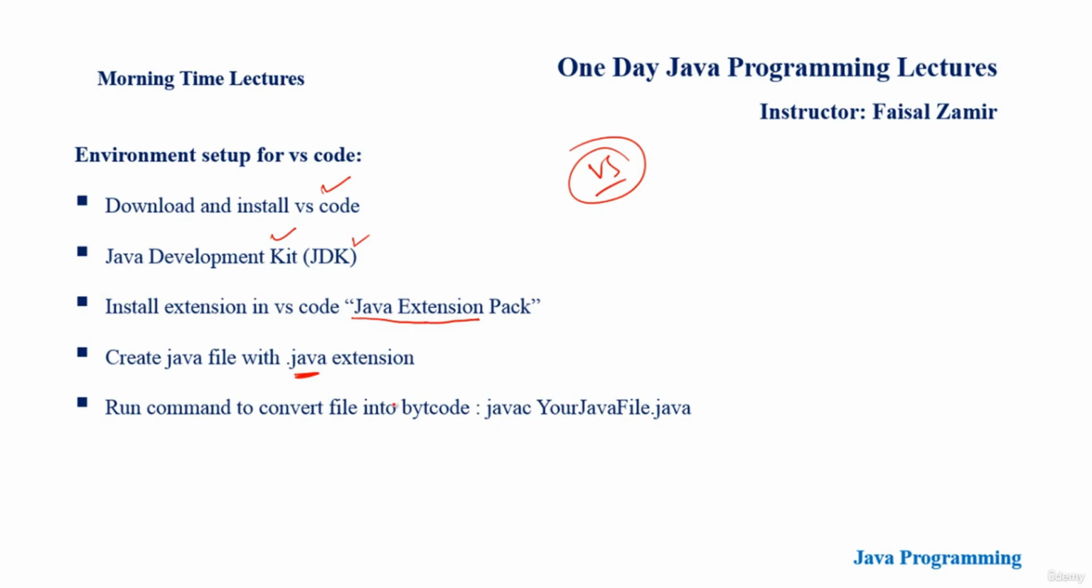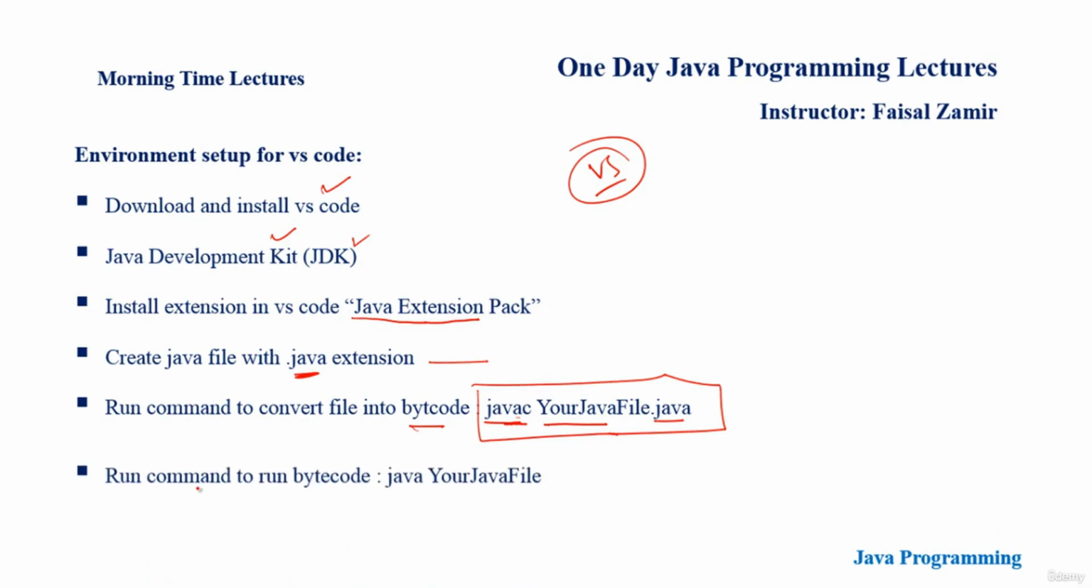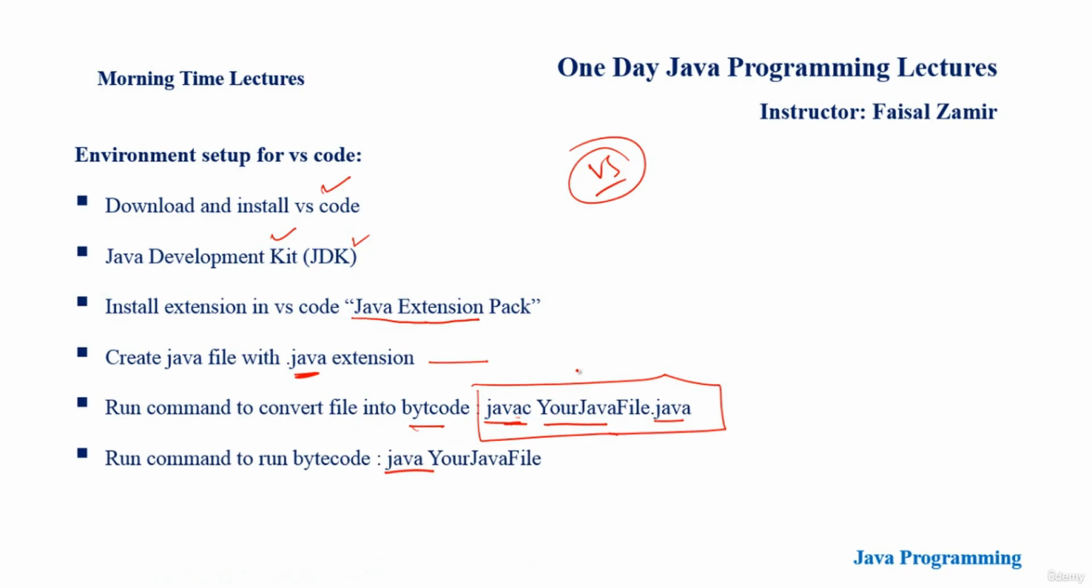After writing your hello world program, you have to run this command: javac and your file name, and then java. This will convert your code into bytecode. When you write this command, your Java program is converted into bytecode. That bytecode will be executed by the virtual machine, the Java Virtual Machine, when you run the second command. At first you run this command, at second you run that command, then your file will execute. Now I open VS Code.